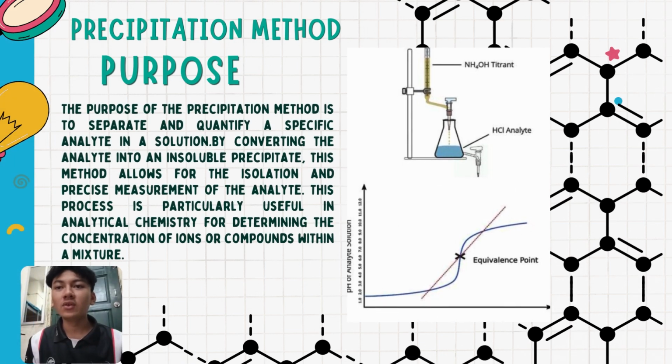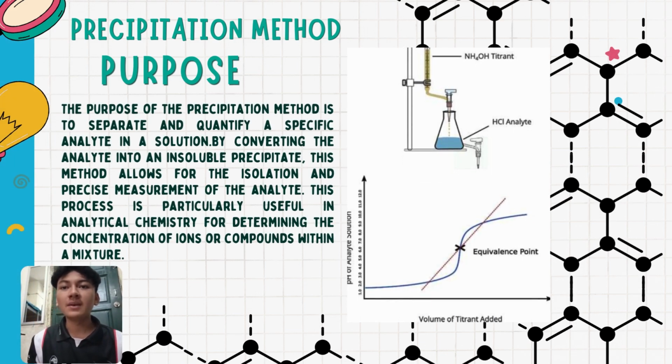Next, let's go to the next slide on the purpose and method of precipitation, which is one of the key techniques in gravimetric analysis. The purpose of the precipitation method is to separate and quantify a specific analyte in a solution. In this process, we convert the analyte into an insoluble precipitate. By doing this, we can isolate and measure the analyte precisely. This method is particularly useful in analytical chemistry for determining the concentration of an ion or compound within a mixture.